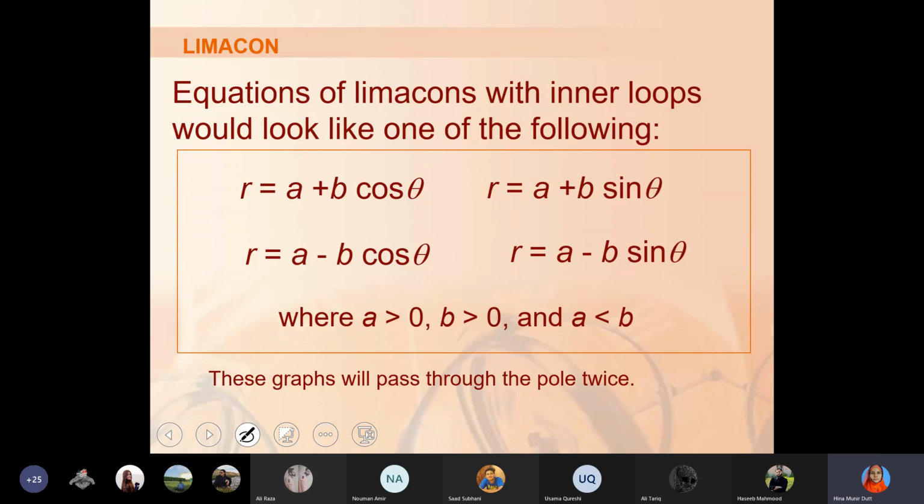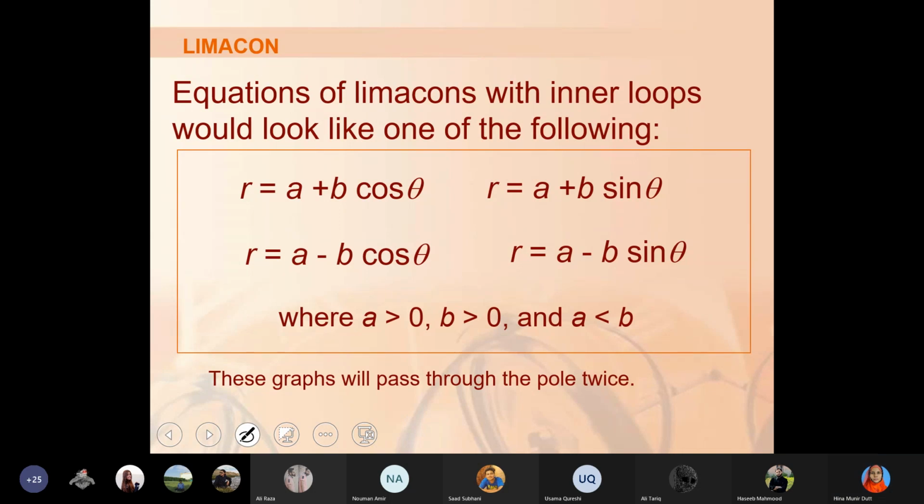So in this case, A is less than B. If A is less than B, we will get the negative value of r, so we will get an inner loop as well. When the value of A is greater than B, then we will get a Limaçon without an inner loop because all the values of r are positive in that case, right? Any confusion, any problem in sketching?